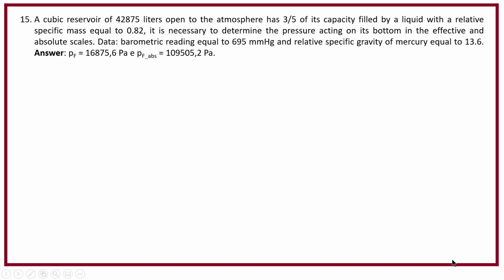15. A cubic reservoir of 42,875 liters open to the atmosphere has 3/5 of its capacity filled by a liquid with a relative specific mass equal to 0.82. It is necessary to determine the pressure acting on its bottom in the effective and absolute scales. Data. Barometric reading equal to 695 mm of mercury and relative specific gravity of mercury equal to 13.6.